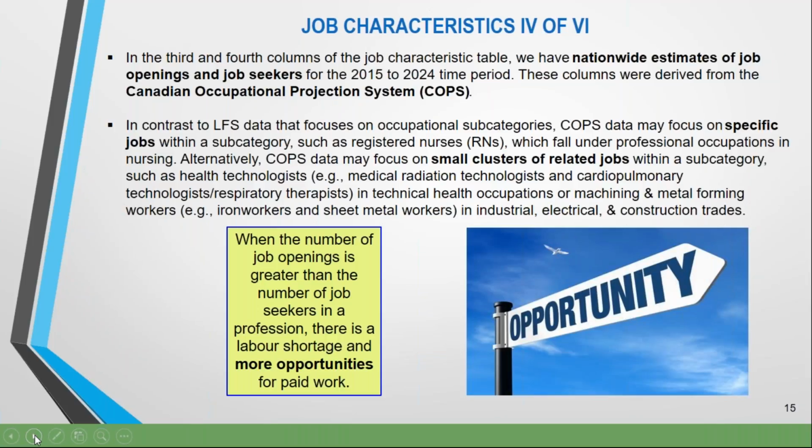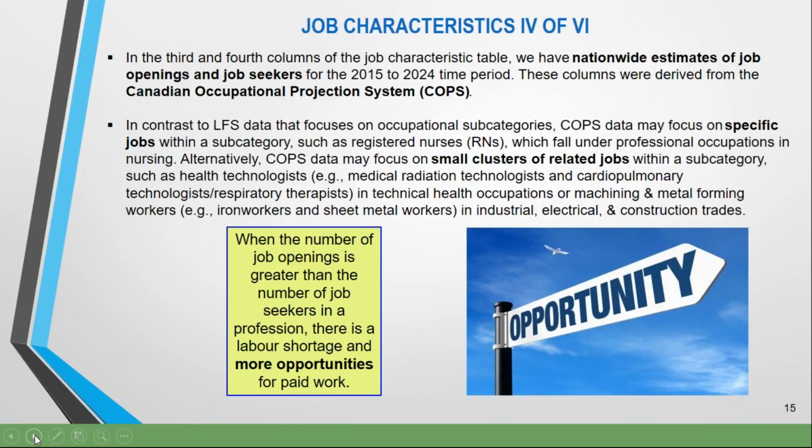The data in the third and fourth columns of our big table provides us with 2015 to 2024 Canada-wide estimates of job openings and job seekers. This data came from the Canadian Occupational Projection System, or COPS. COPS data differs from labor force survey data in that it may focus on one job or a few jobs within an occupational subcategory, such as registered nurses, the cluster of health technologists, like medical radiation technologists and cardiopulmonary technologists, or the cluster of machining and metal forming workers, for example, iron workers.